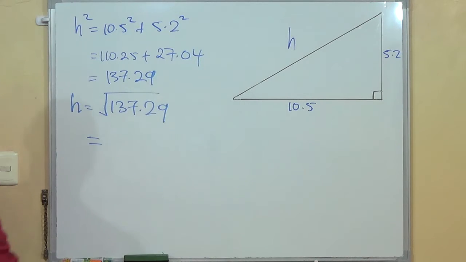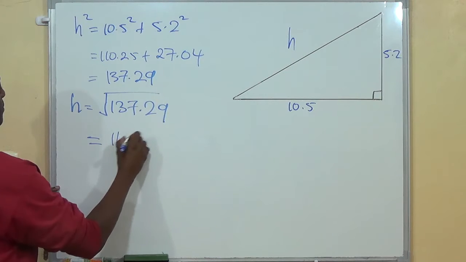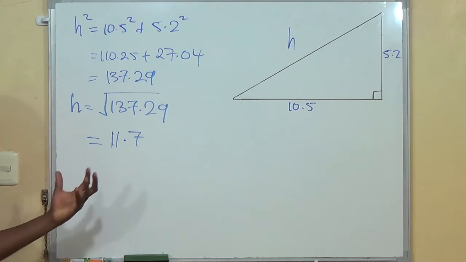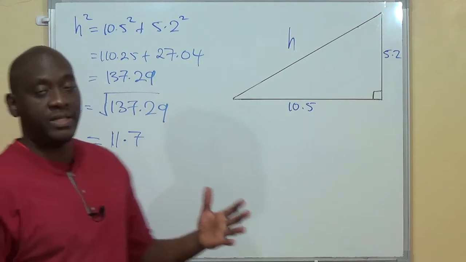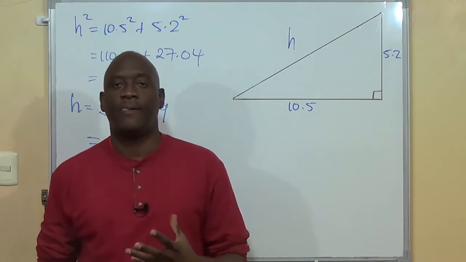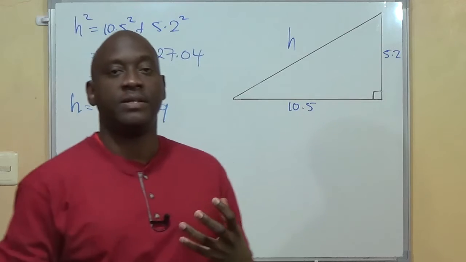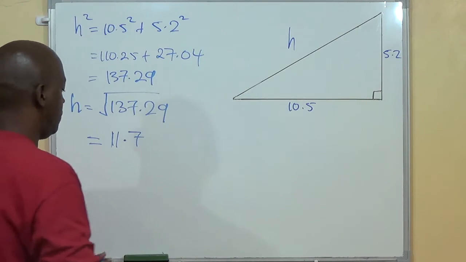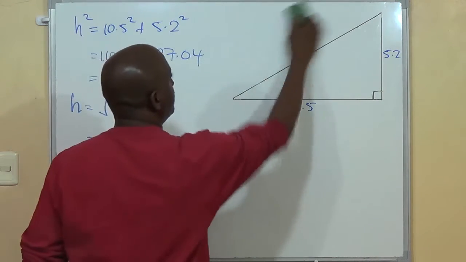11.7. That is equal to 11.7. Good. So this is the exact procedure that we would have used in the last video with 3, 4, 5. The only difference is that we have numbers that are not integers now. So just as we did in the last video, we flip the script a little bit.